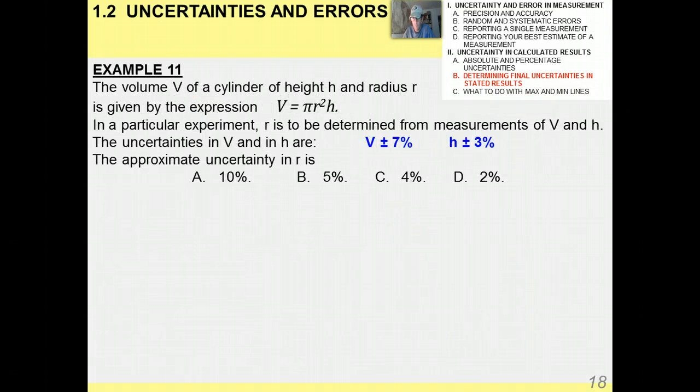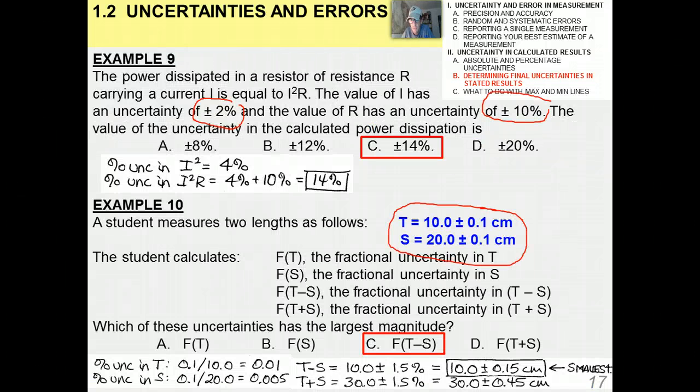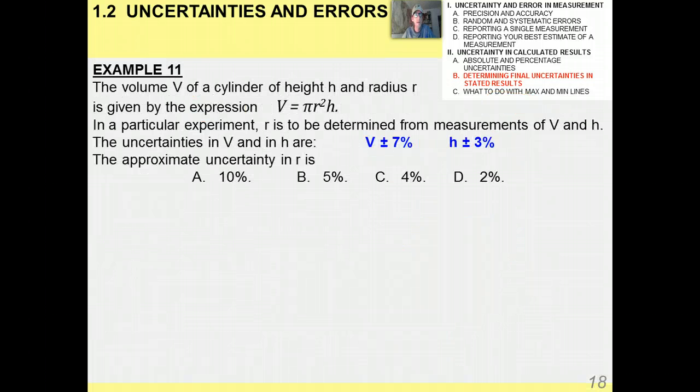Okay. Oh, by the way, I should actually mention this. The largest magnitude, right? The largest magnitude. That's very important here. So make sure that you understand my answer to example 10. Okay? All right, example 11.